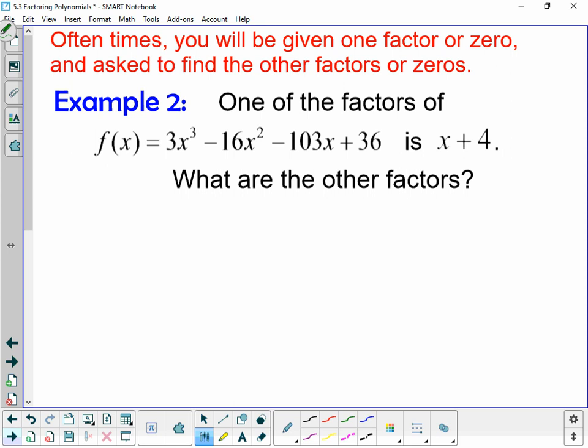Okay, so oftentimes we don't have to just guess. Oftentimes I will just give you one of the factors and I will ask you to use that information to find the other factors. So here's our polynomial: 3x to the third minus 16x squared minus 103x plus 36. This would be very difficult to factor on our own, but if we know that one of the factors is x plus 4, it's not too hard to find the other factors. So we're going to use synthetic division to help us.